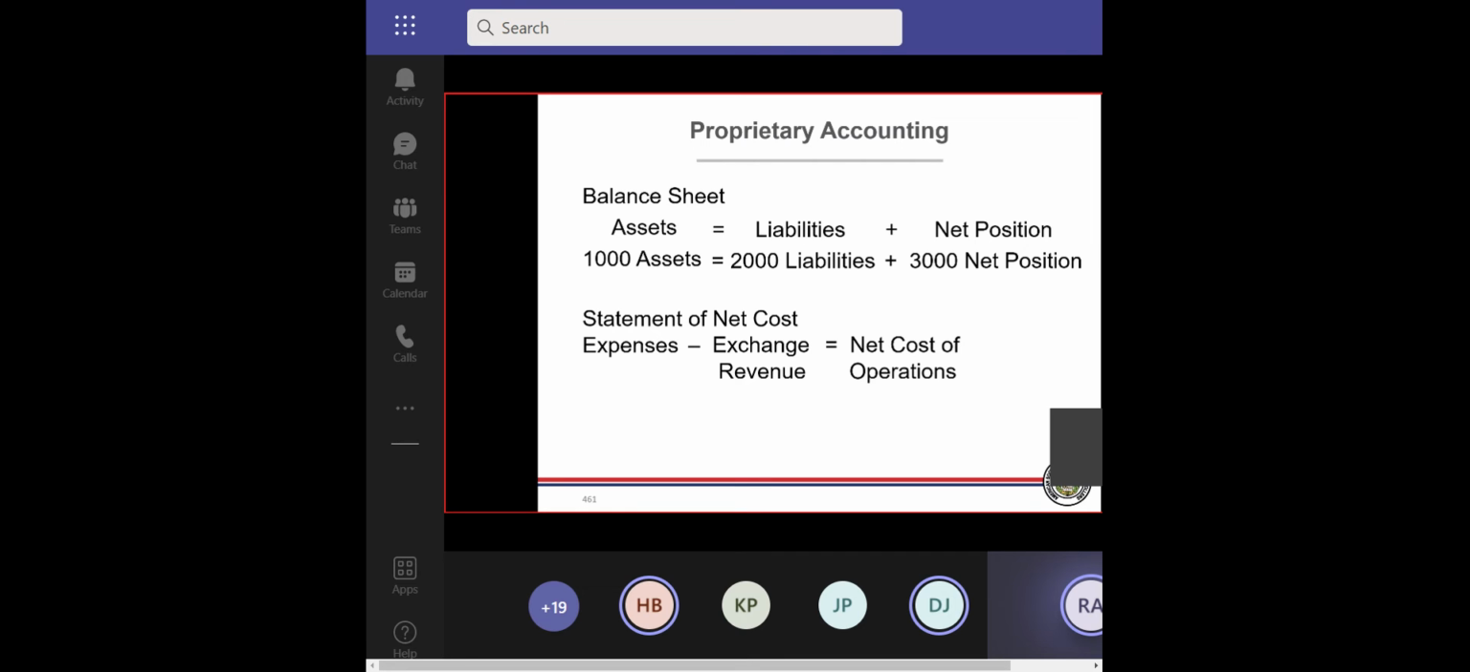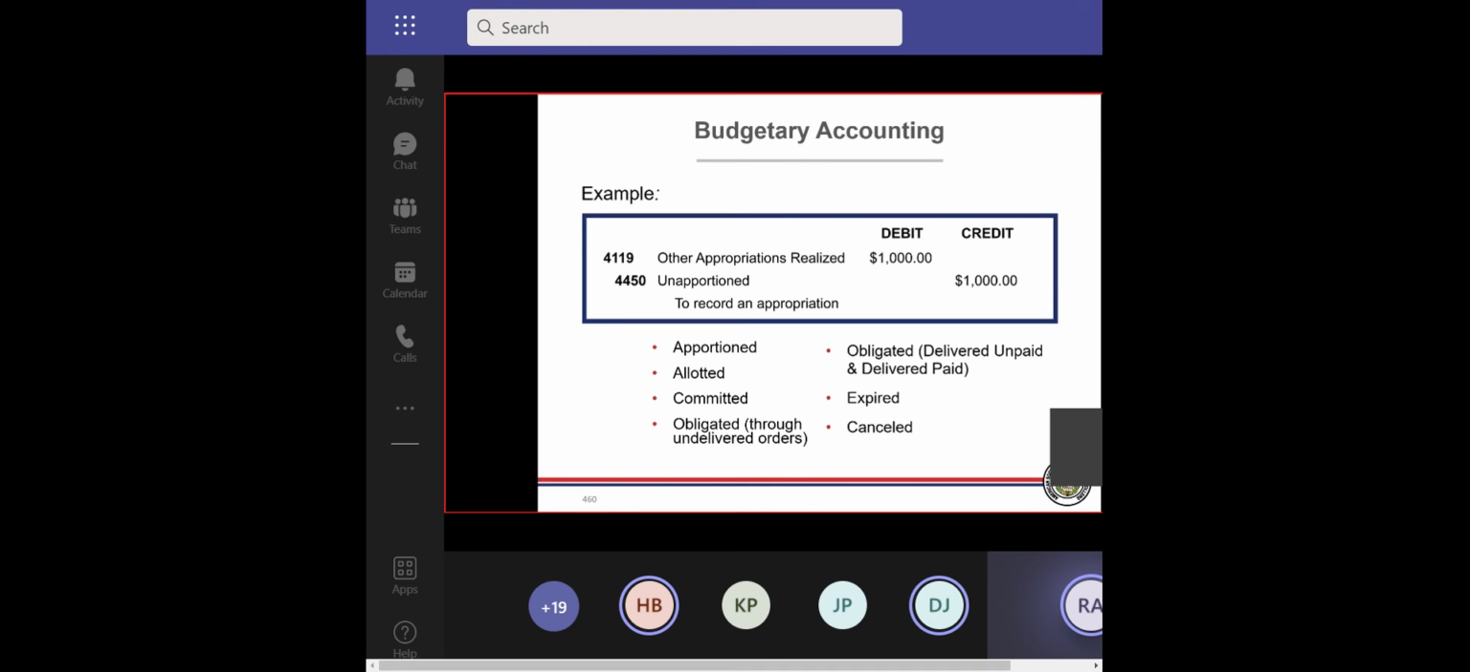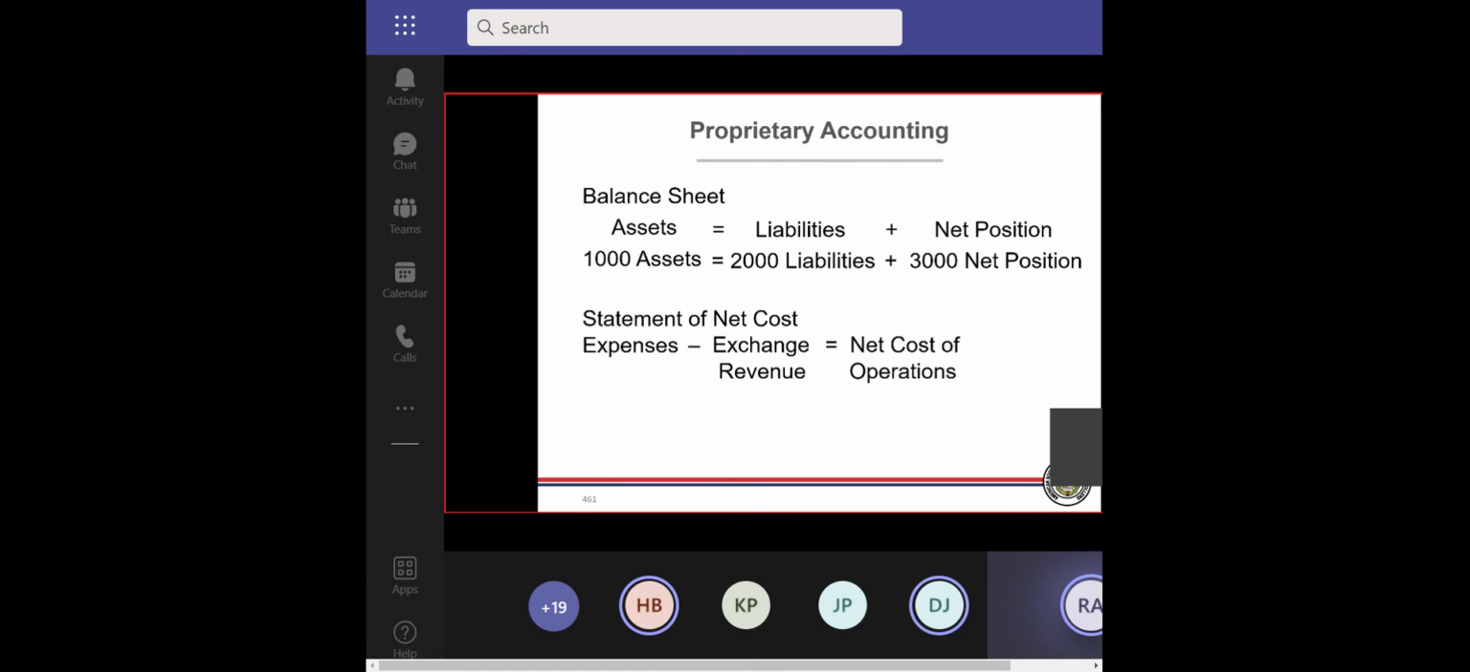So in my budgetary records, I would record other appropriations realized. Go back here. General ledger account 4119, $100 million. And the contra entry to that would be unapportioned authority, $100 million. That's easy. But here's the one that I want you to think about. And unfortunately, we don't have a PowerPoint on that. What's the proprietary entry? I now have in my assets the authority to disburse, to outlay $100 million. That's my cash in the Treasury.